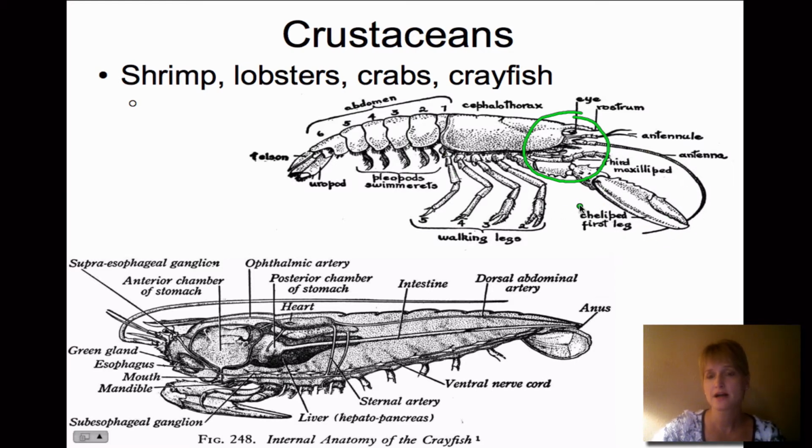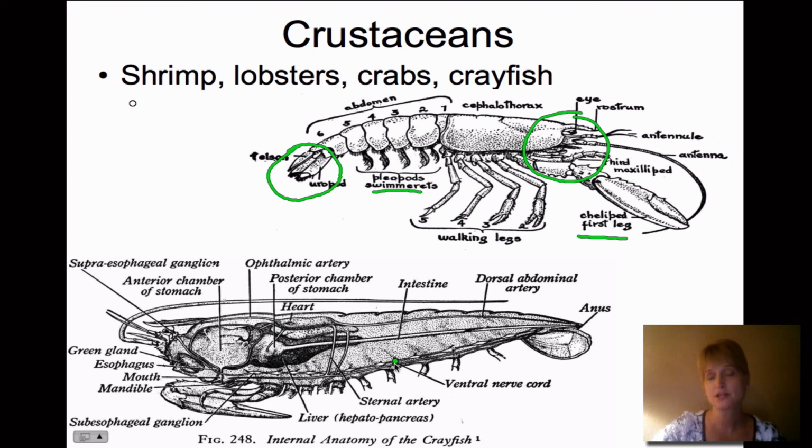They have modified appendages. So this cheliped here is the first leg. So it's that largest appendage. They have walking legs. And then back here on this abdomen region, they have what's called swimmerets that help them move through the water. And then this very back part is called a uropod.